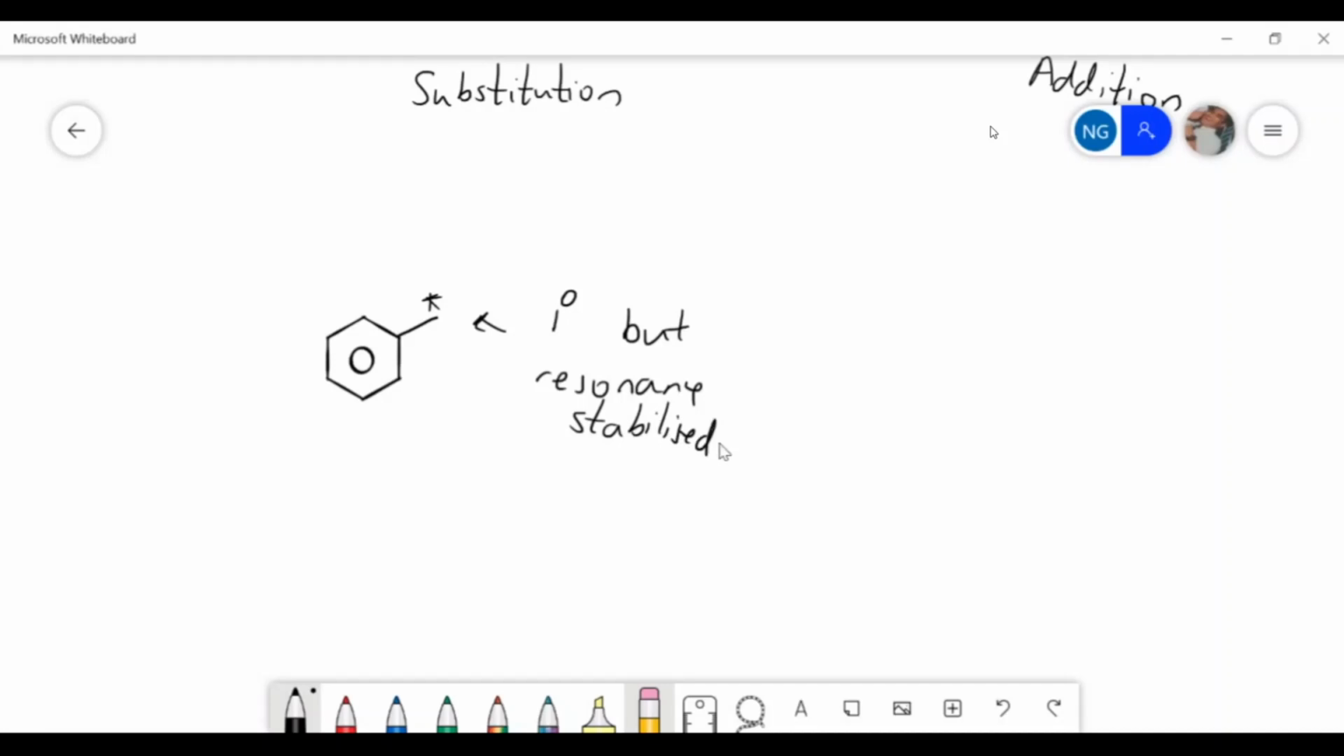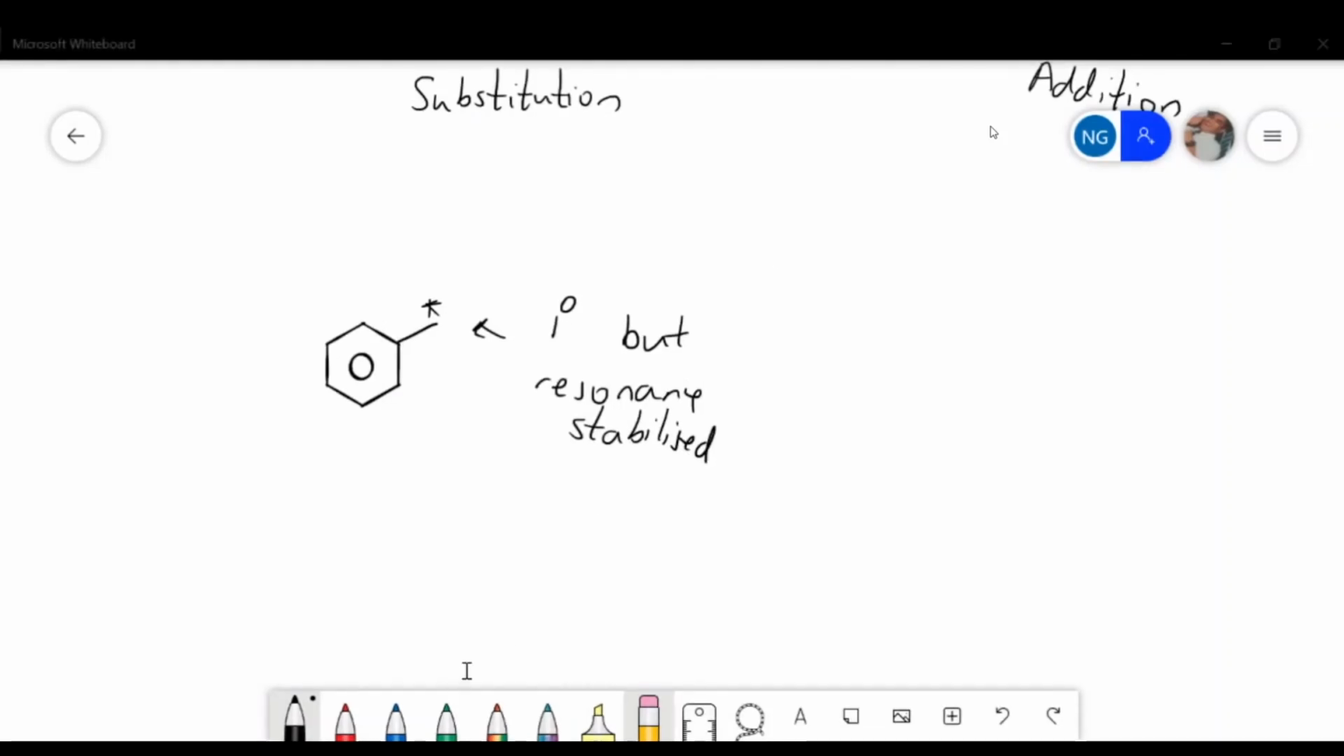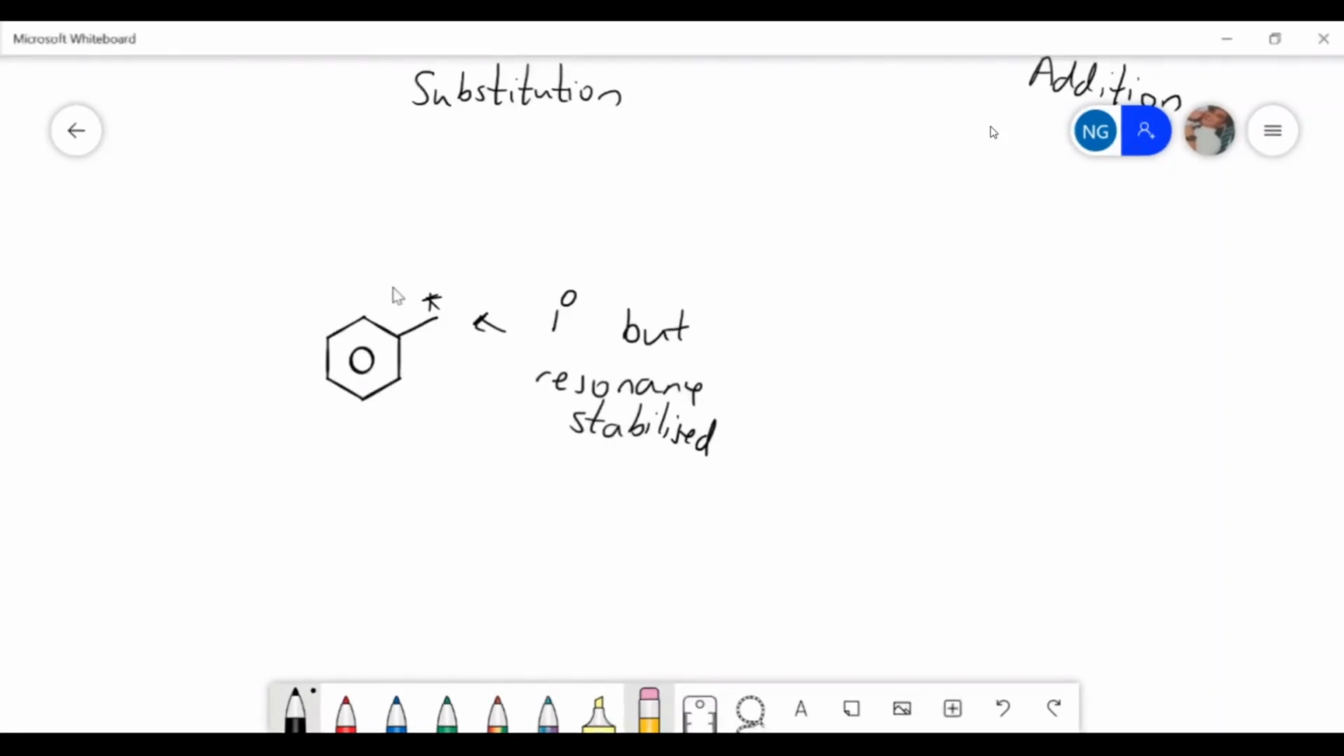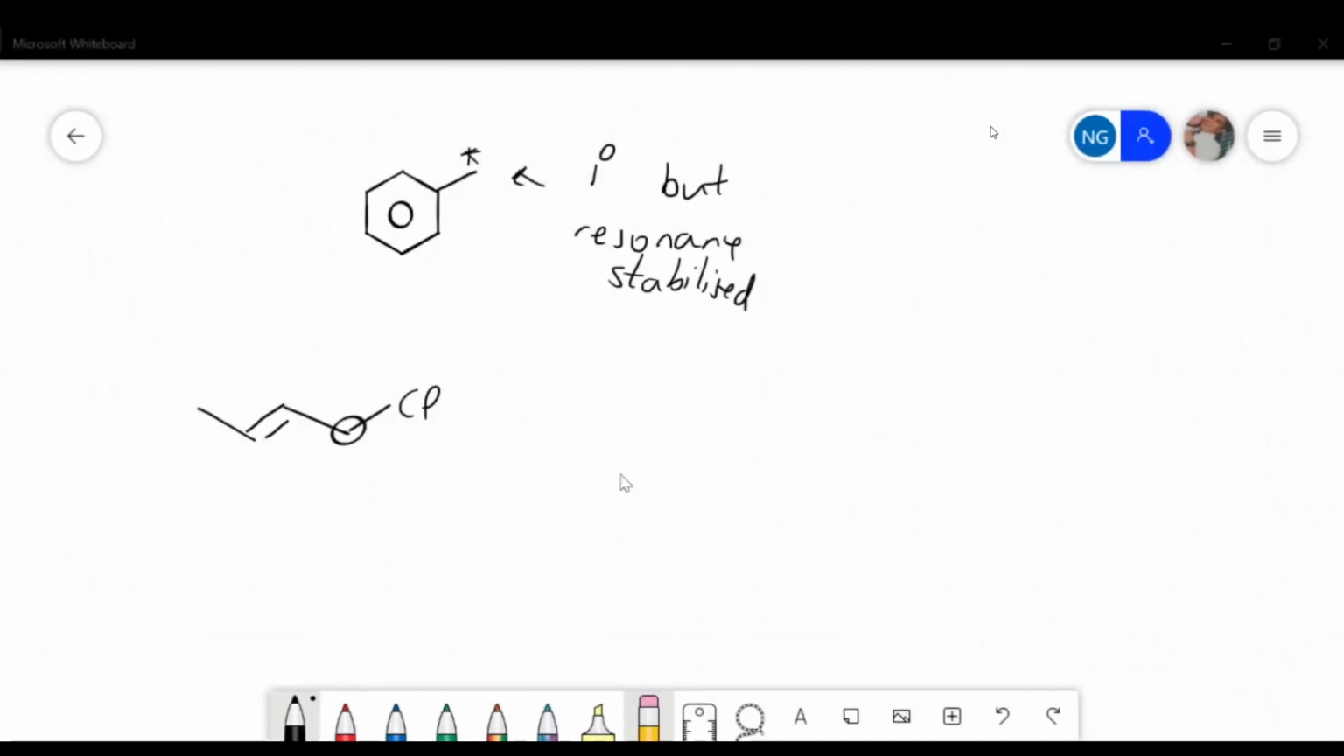That's a very good example of resonance affecting mechanisms. Normally, if they give you something like this, based on this you would think that that carbon there would undergo the SN2 mechanism, correct? Because it's primary. If you had no knowledge about resonance, you'd assume that it undergoes SN2.